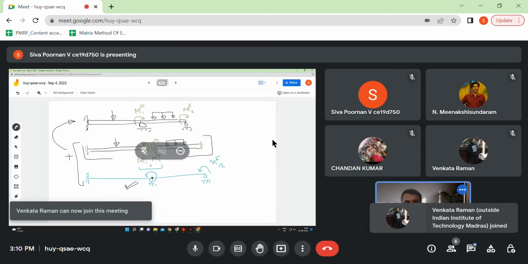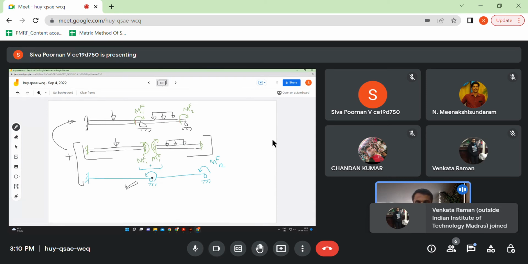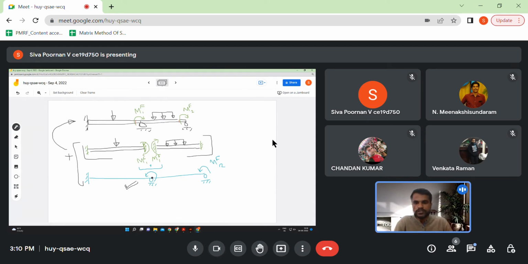At this point I would like to mention one thing. In the previous week there was a question: we are able to solve for end rotations and end displacements, but we are not able to solve for intermediate displacements. What I mean by that is, by solving these problems we can find out the displacements and rotations at any point in this beam, right?